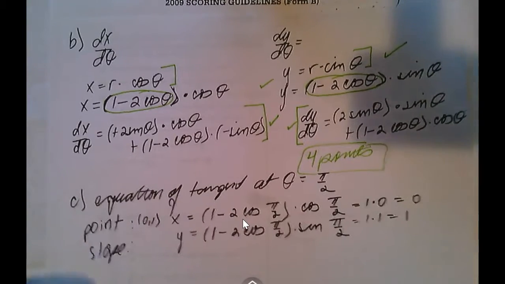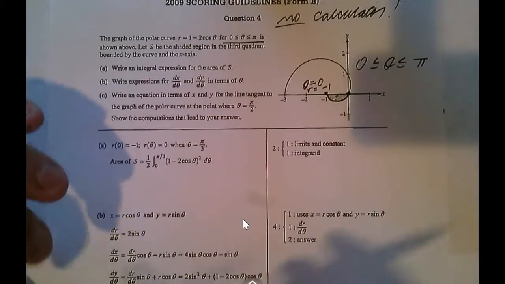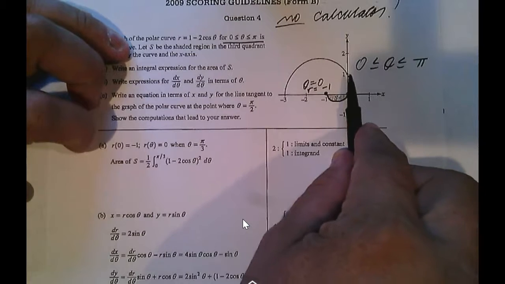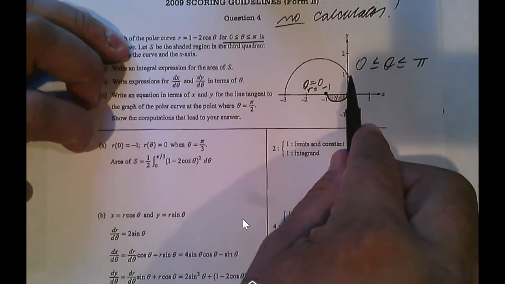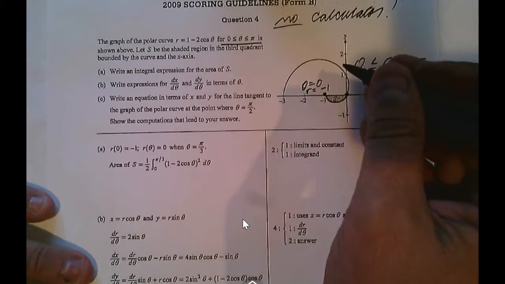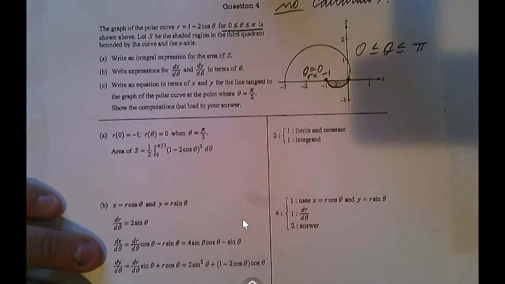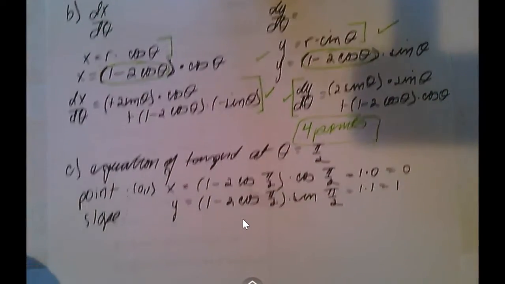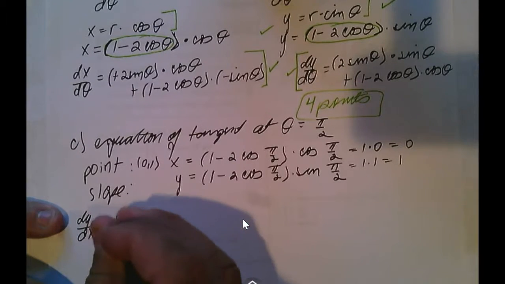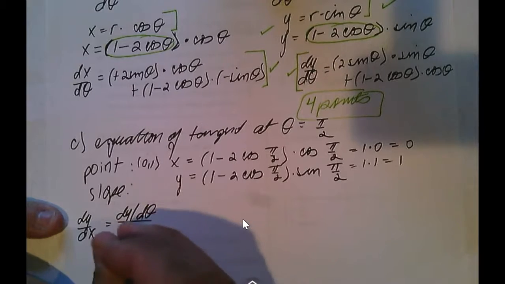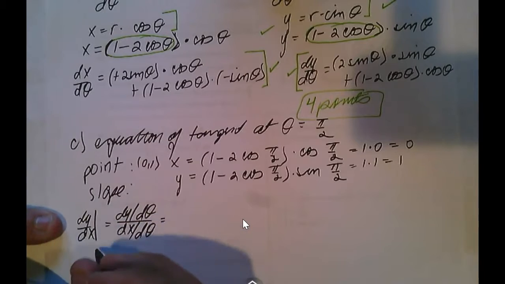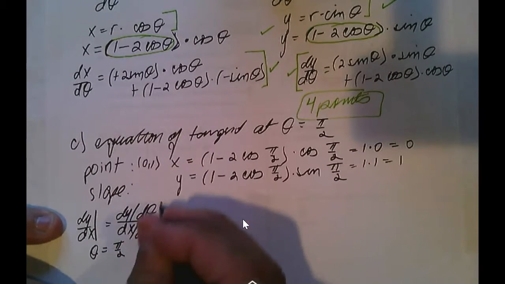Now look at the graph. If your angle is π/2, what's the x coordinate? 0. What's the y coordinate? 1. You could have gotten it from the graph as well. Don't feel bad if you missed it. It's all good. What else do you need? You need to know the slope. In polar, you find dy/dx by doing dy/dθ over dx/dθ. We need dy/dx when θ equals π/2.